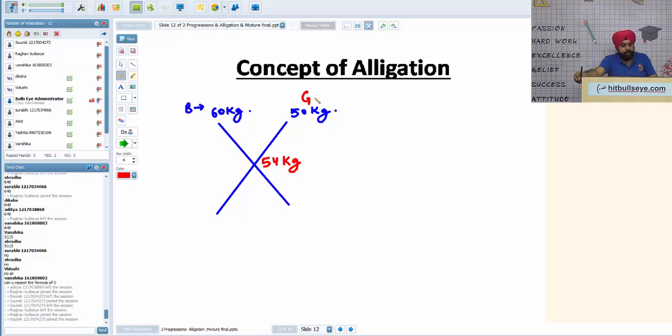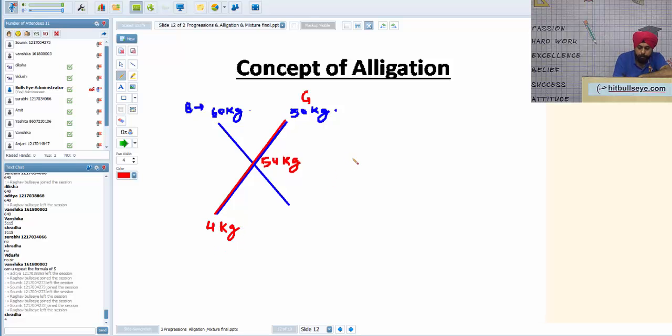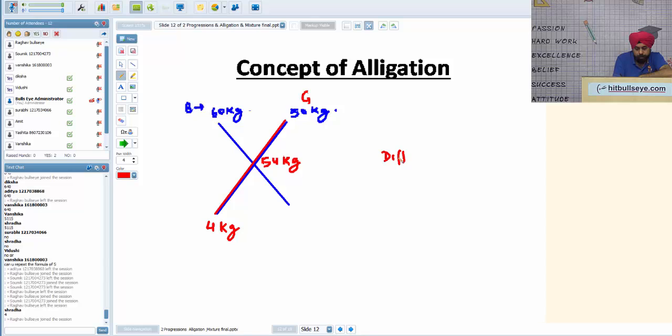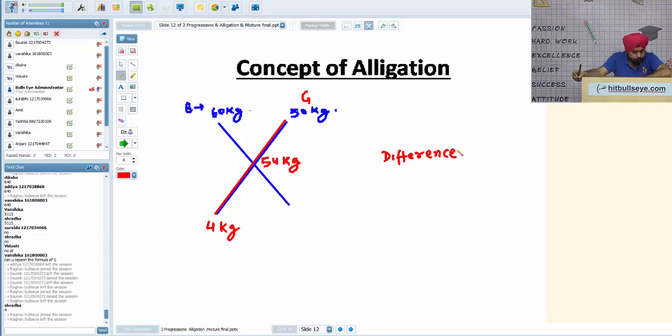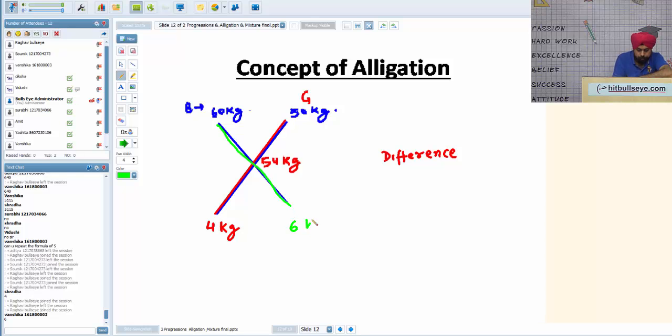So students, the combined average given is always written in between, and then mind it, we have to take up the difference the way the lines of the cross are moving. So what is the difference between 50 and 54 here, students? It is 4 kilograms. Mind it, I am using the word difference. Difference is always taken positive, that is, it is always taken their modulus value. It is 4 kilograms. And what is the difference between 60 and 54, students? Here the difference of 60 and 54 happens to be 6 kilograms.